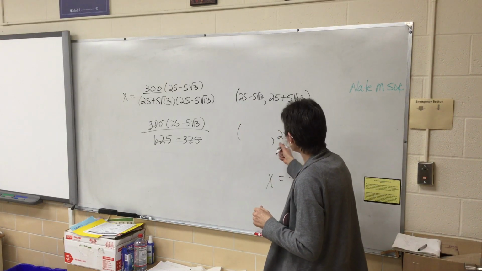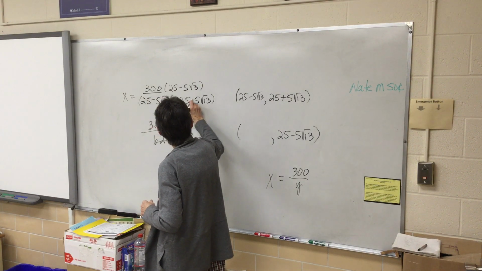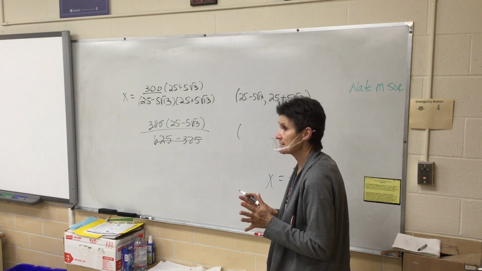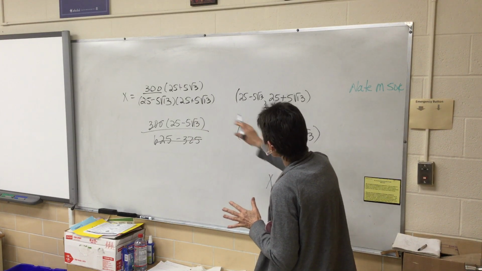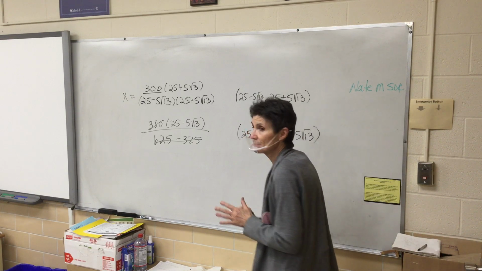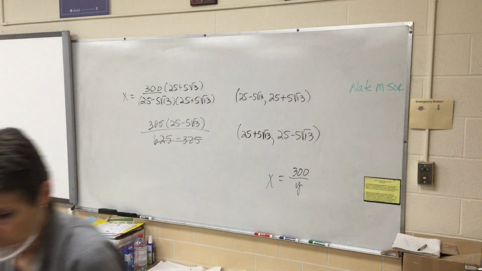Now when I do the other one, the only thing that's going to change is this is going to be a minus. So these will be pluses. Won't all the arithmetic be the same? Yeah. So that one's going to turn out to be 25 plus 5 root 13. Whew, that was a big one. But we did it.